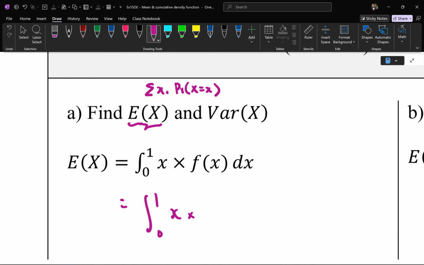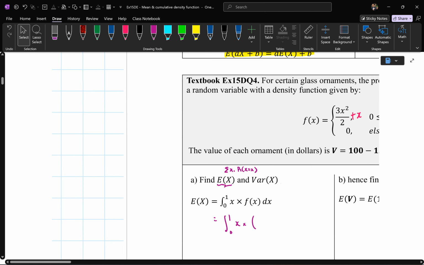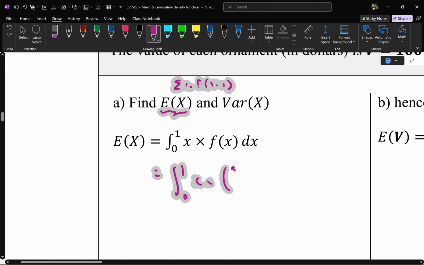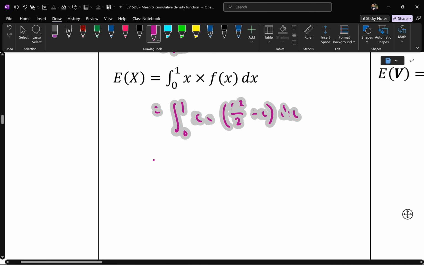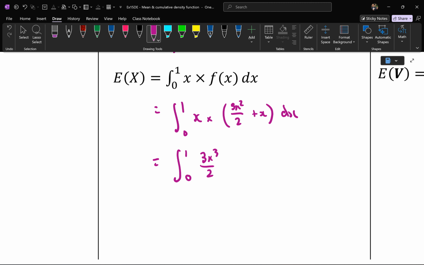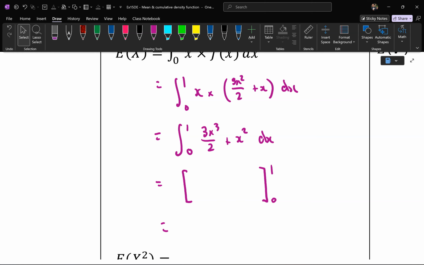0, 1, x times, what's the function again? 3x squared over 2 plus x dx. I'll simplify it, but then you're doing the integration. So 3x cubed over 2 plus x squared dx. I'm going to pause the video. Here we go. What's the integration of 3x cubed over 2 plus x squared?